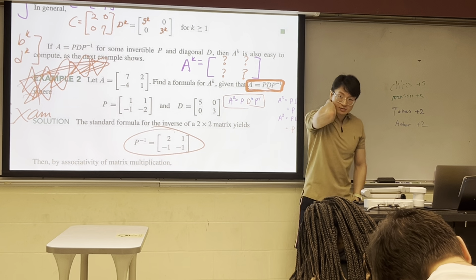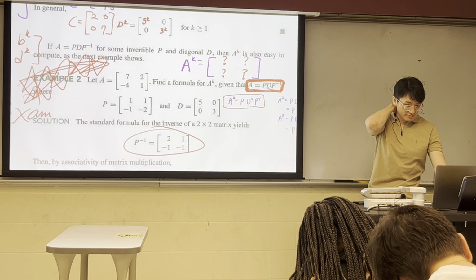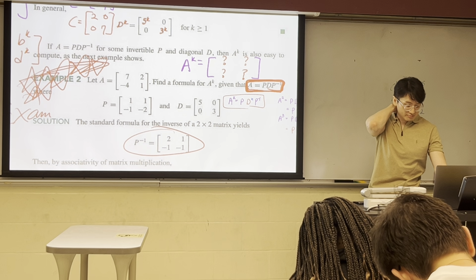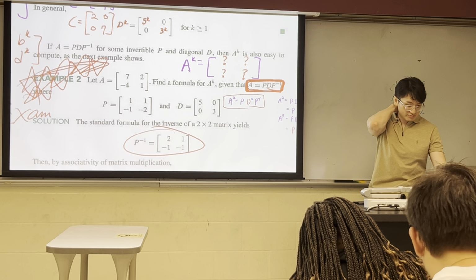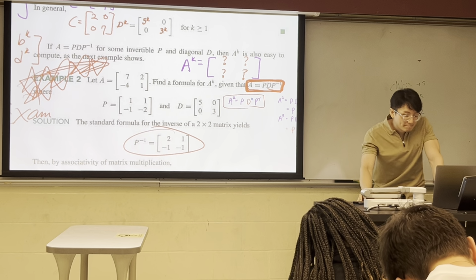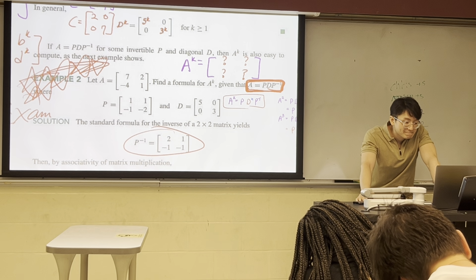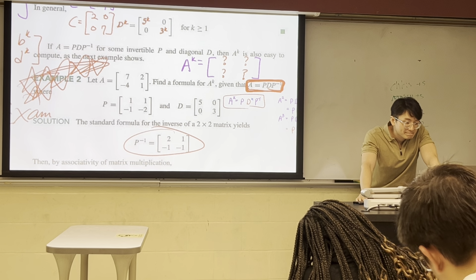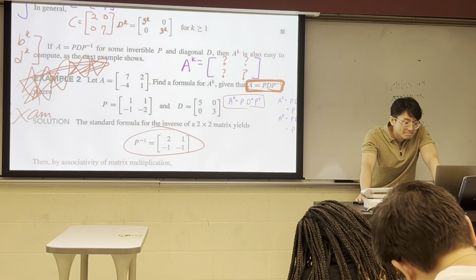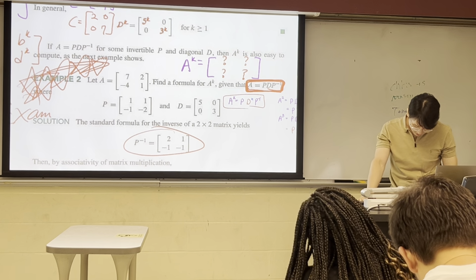Anyone got an answer? Yes. I got for the first row, first column, 2 times 5 to the k minus 3 to the k. And then second column, 5 to the k minus 3 to the k. And then second row, first column, negative 5 to the k times 2 plus 2 times 3 to the k. And then second column, negative 5 to the k plus 2 times 3 to the k. Oh, you nailed it. Good job.